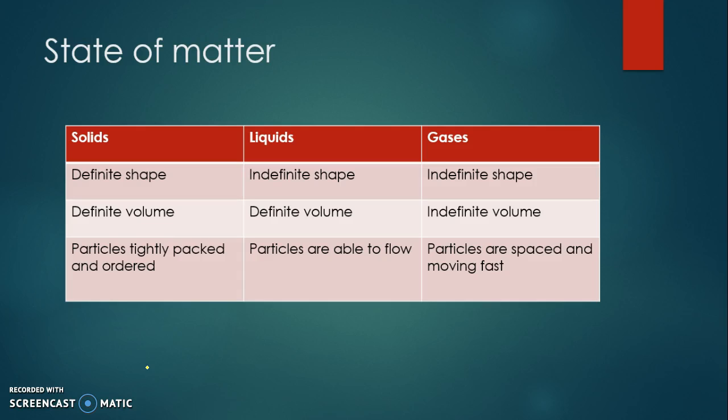Okay, states of matter. So we know this is a review. Solids have definite shape, definite volume, and as far as the particles, they're tightly packed together, they're ordered, and guess what? Their movement, they're vibrating. All right, liquids, they have indefinite shape, they have a definite volume, the particles are close, they're not tightly packed and ordered, but they're close, and they're able to flow past each other. So they're moving, but they're not moving real fast. And gases have indefinite shape, indefinite volume. The particles are extremely spaced out, and they are moving so fast.